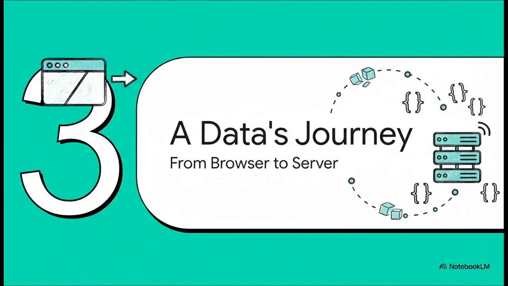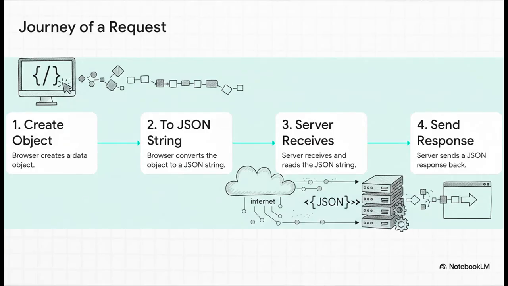Okay, so now that we've got the language down, let's actually follow a piece of data on a typical journey. We'll see how your web browser uses JSON to ask a server for information and then get a response back. This whole conversation happens in 4 key steps. We're going to follow the request right from the moment it's born in your browser, as it travels across the internet, gets processed by a server, and finally comes back with the info you wanted.